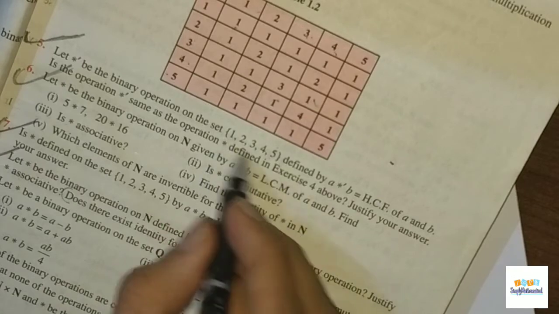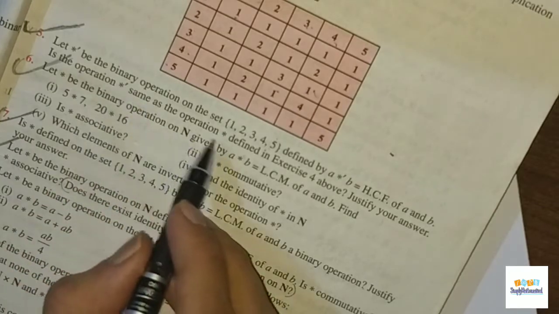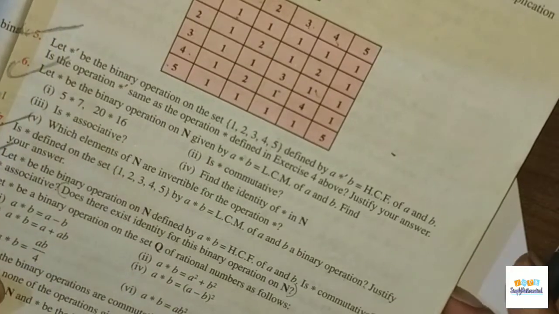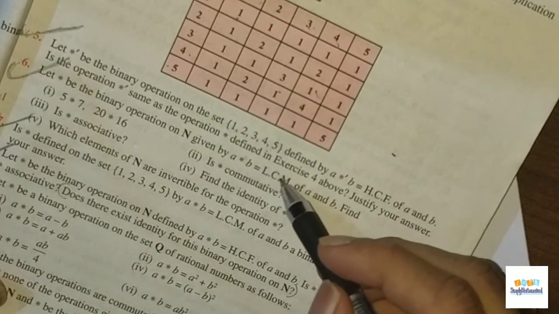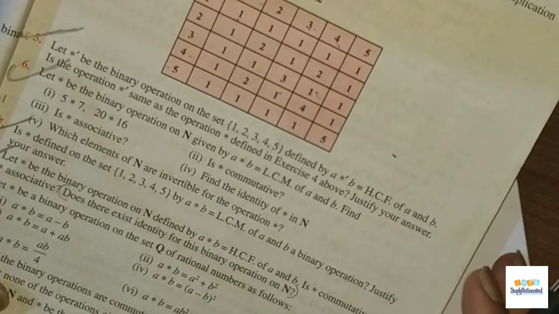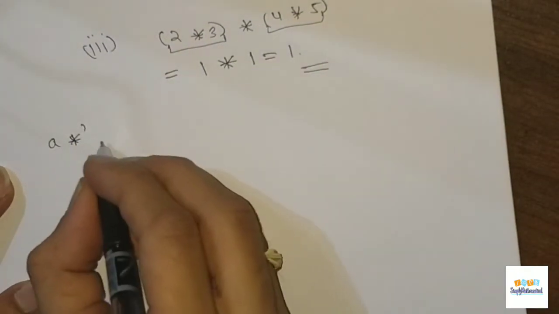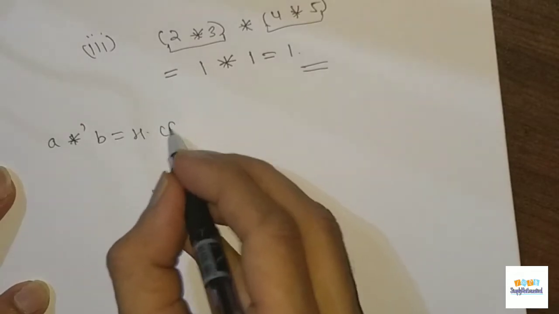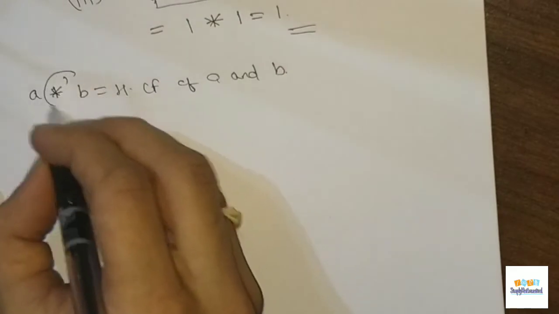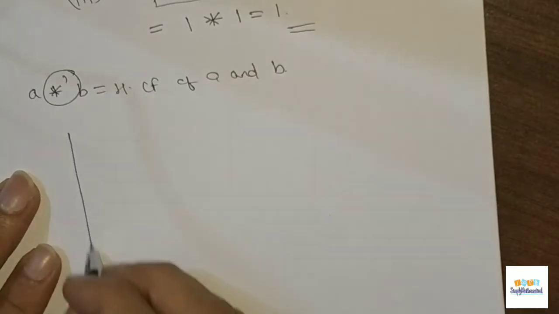On the set 1, 2, 3, 4, 5. Now they are asking, is the operation star prime same as the operation star defined in exercise 4? Justify your answer. That is, we have to check whether this operation star prime is equal to the operation star in the previous problem. So let us see. You have the operation a star prime b equal to HCF of a and b. Now to check that this operation star prime is equal to the operation star, what we have to do is prepare a table first.